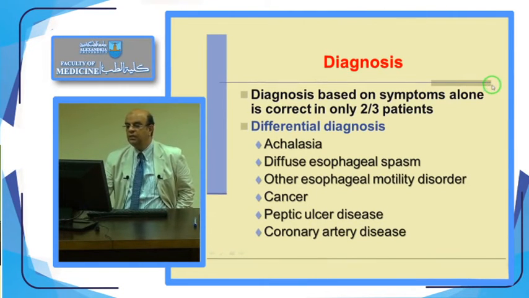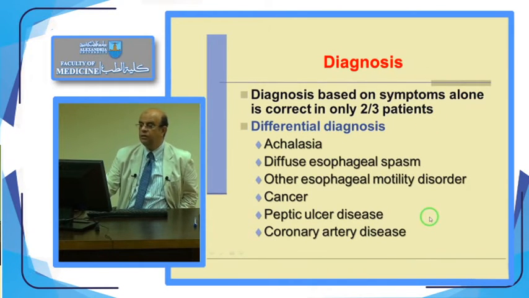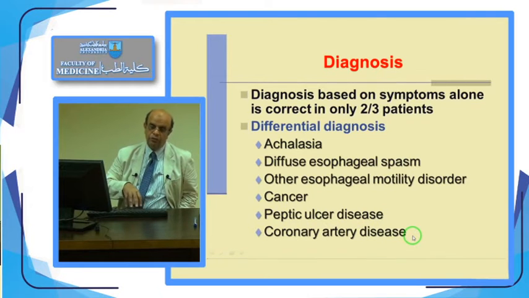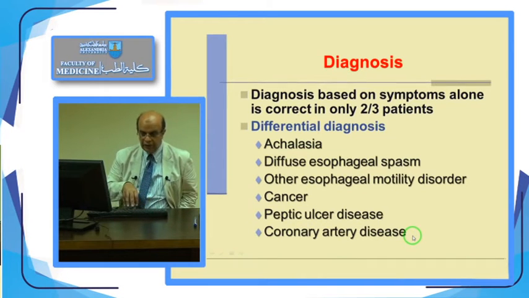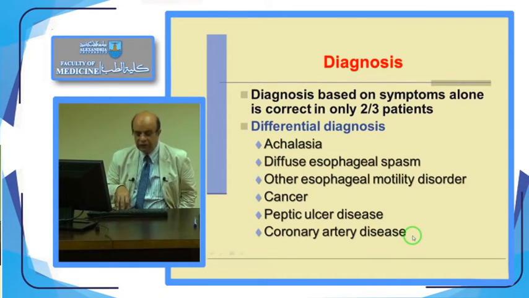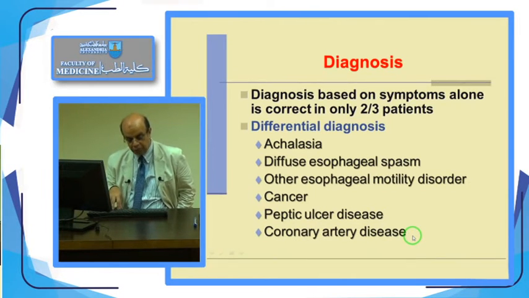So the differential diagnosis is achalasia, diffuse esophageal spasm, other esophageal motility disorders, carcinoma in this region, peptic ulcer disease, and coronary artery disease. So we don't need investigation to make the diagnosis of gastroesophageal reflux if the symptoms are typical, heartburn and regurgitation, and the empiric treatment of gastroesophageal reflux gives a good effect and the patient becomes asymptomatic.